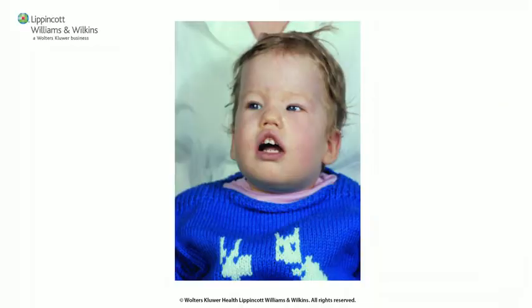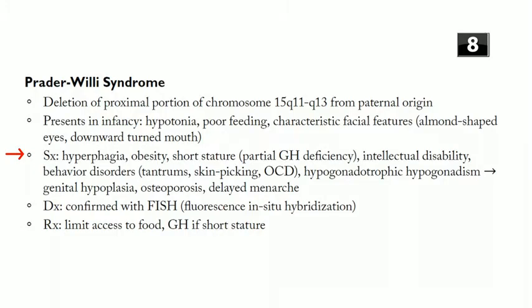Prader-Willi syndrome presents in infancy with poor muscle tone, poor feeding, and characteristic facial features, these almond-shaped eyes and a downward-turned mouth. Don't really get hung up on recognizing facial features, but you can usually look at these patients and tell that something unusual is going on. Symptoms include hyperphagia, obesity, short stature, which comes from a partial growth hormone deficiency, intellectual disability, behavior disorders like tantrums and skin picking and OCD, and also hypogonadotropic hypogonadism. And with that, you have incomplete sexual development. You also have osteoporosis and delayed menarche. So this is one of the few times that you can actually have childhood osteoporosis.